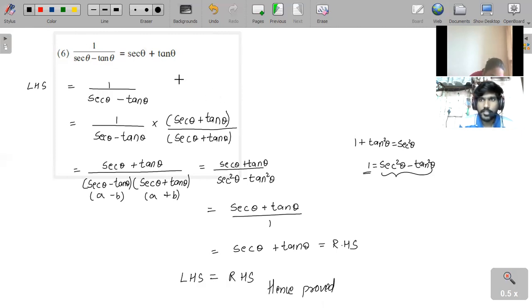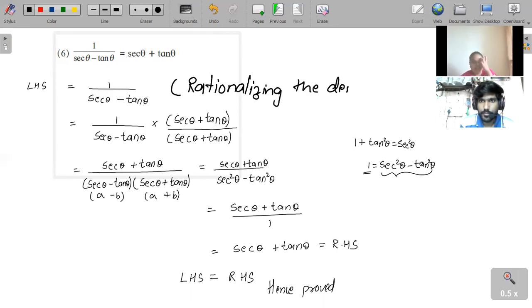Also, one thing here, just write, rationalizing the denominator. Okay.